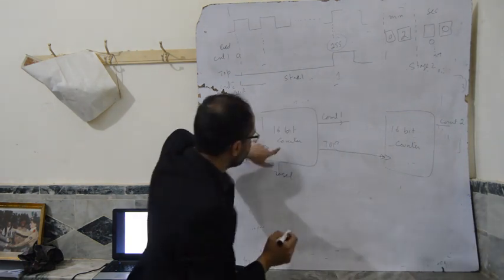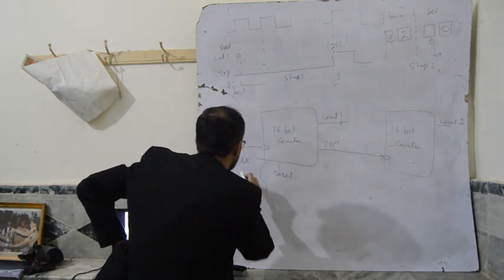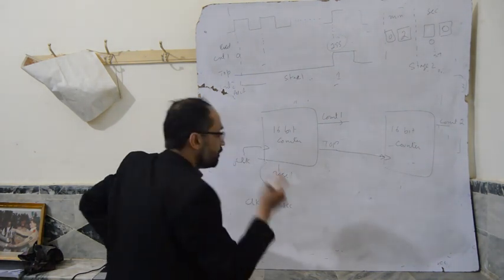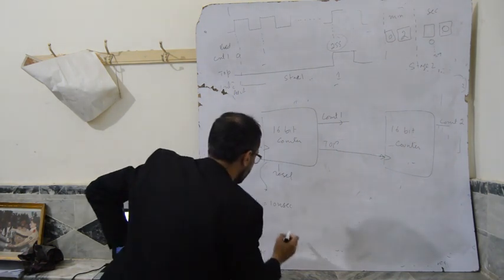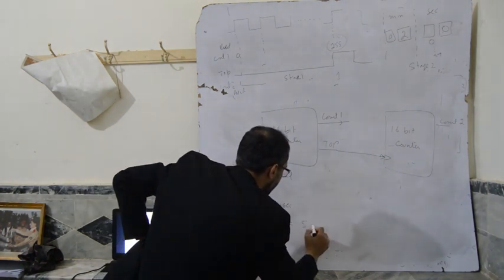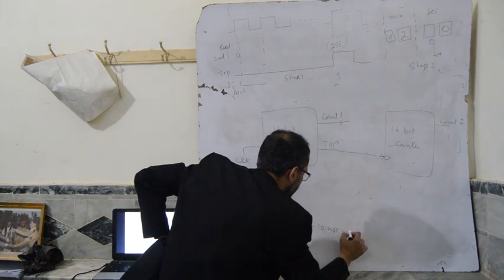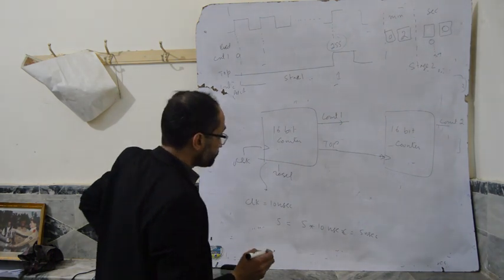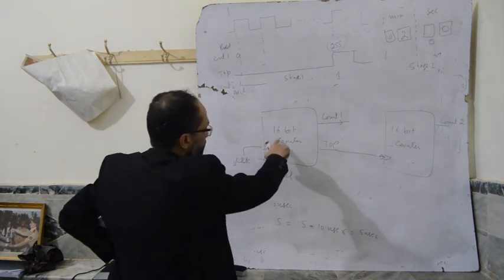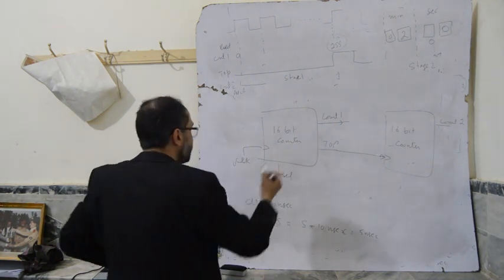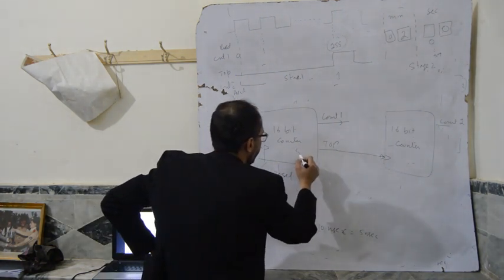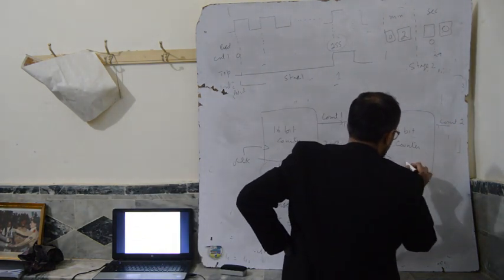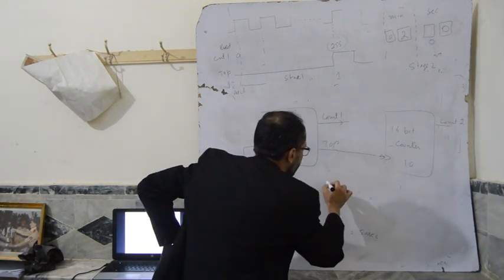So what is the granularity of this counter? Let's assume the clock is 10 nanosecond, so the granularity of one count is 10 nanosecond. So if the count is 5, the granularity is 5 multiplied by 10 nanosecond. So let's assume the count of this counter 1 is 5 and the count of this counter is 10. So what is the total time duration?